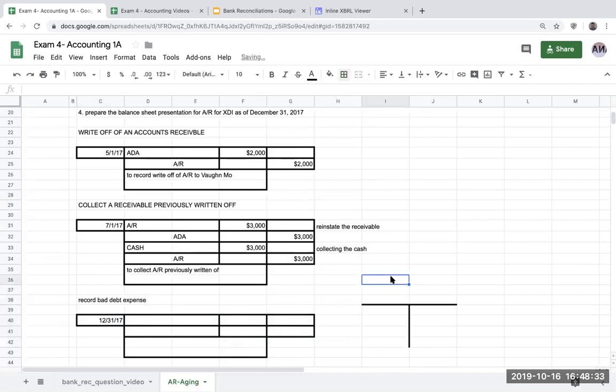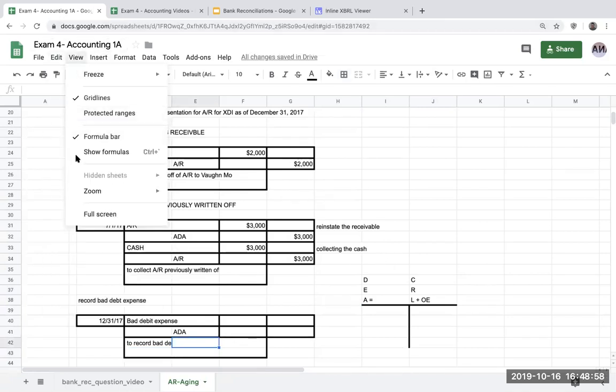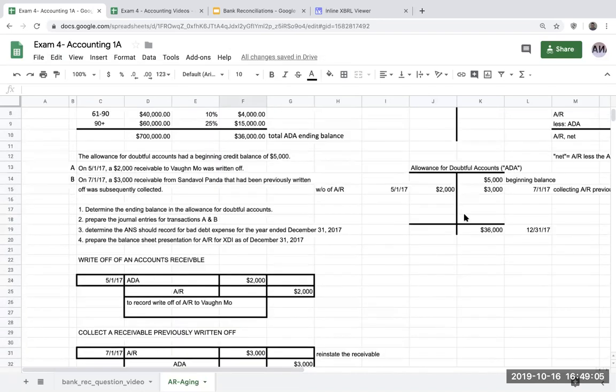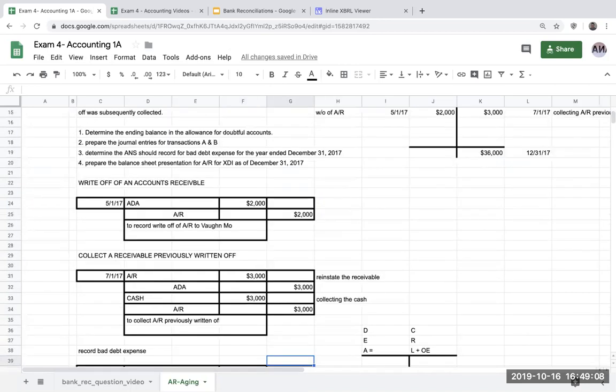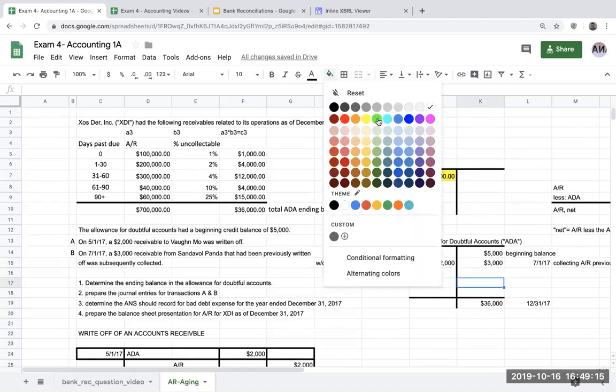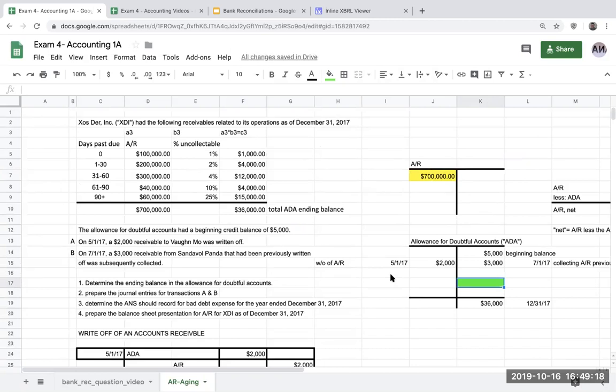And just remember over here, DC, ER, assets equals liability plus owner's equity. So I'm going to debit bad debt expense, and I'm going to credit my allowance for doubtful accounts. So this is to record bad debt expense. Now, in terms of figuring out what this number should be, I need to look at my allowance for doubtful accounts and ask myself, is this T account balanced, or do I need an adjustment?